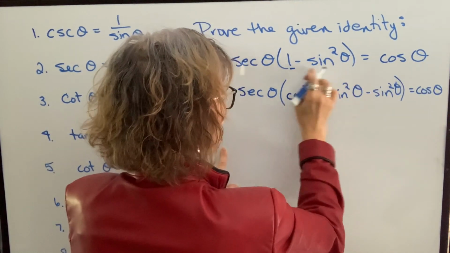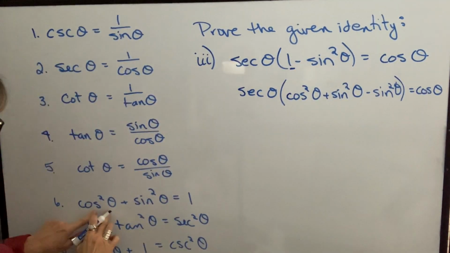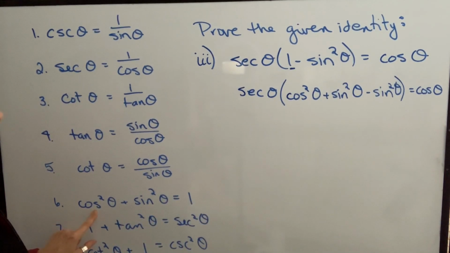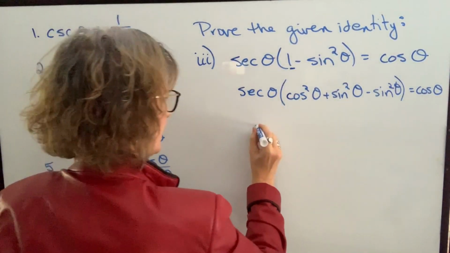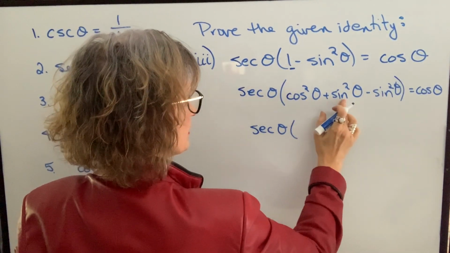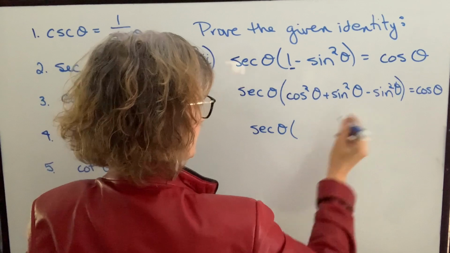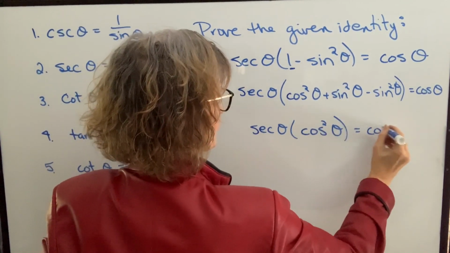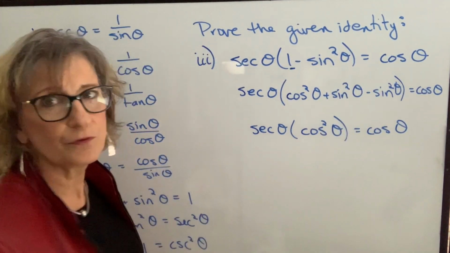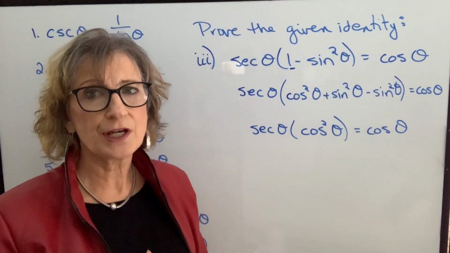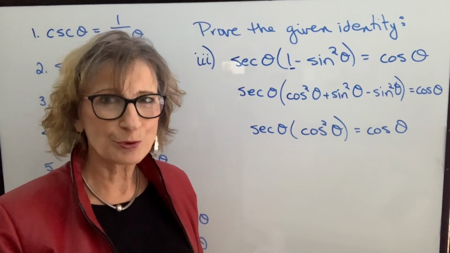So if you can recognize that that's equal to cos squared theta, because all we'd have to do is subtract sine squared theta from both sides, you can go right to this step here. So cos squared theta plus sine squared theta minus sine squared theta is just simply cos squared theta. So it's really up to you how many steps you feel that you need to take. Just don't take too many steps and do too much in your head, because then it's not a proof.